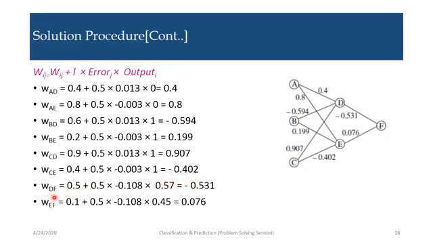Like that WDF. Now, here we are adjusting the weight. The earlier weight is 0.5, learning rate is 0.5, the error at F is minus 0.108 into 0.57, which is the output of D. It is coming minus 0.531.